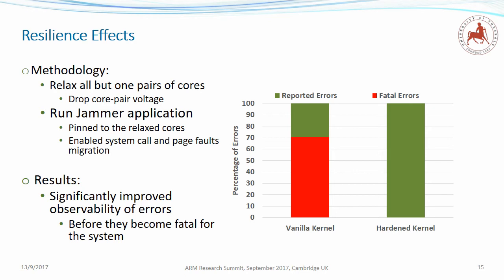So what do we see? On the vanilla kernel, the problem we had was that 71% of the errors were catastrophic. So you would get no indication either from the hardware or from the operating system. The hardware would just crash. The system would just crash. Only in 29% of the cases we got reported errors, either by the hardware or by the operating system.